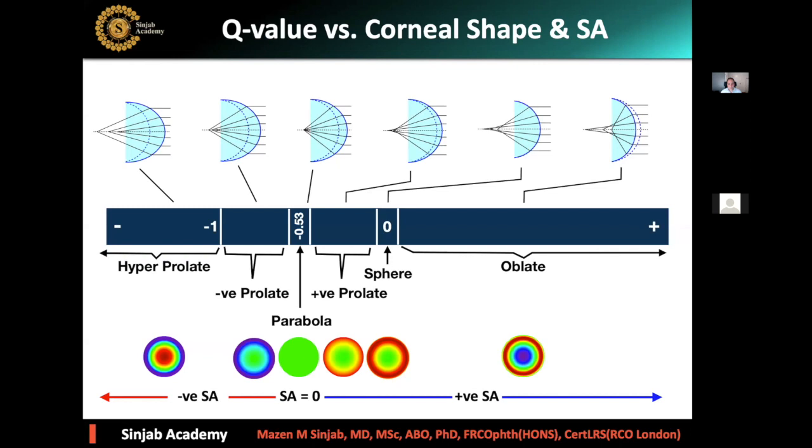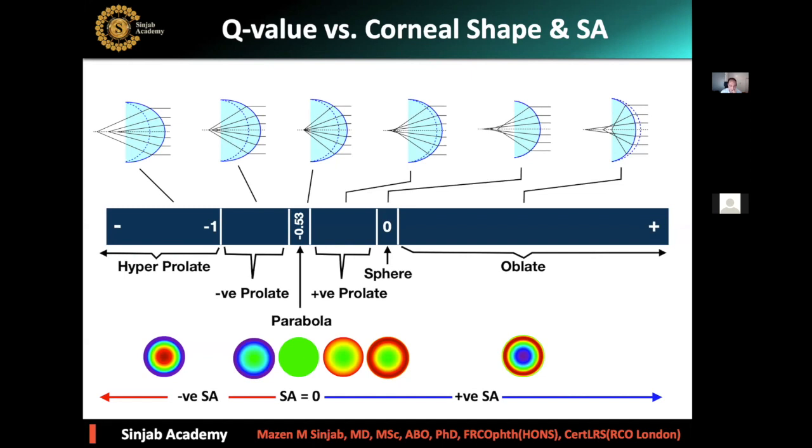And when the Q value is positive, the cornea takes the shape of an oblate shape. Okay, it is oblate, which means that in the center it is flatter than the periphery, and it causes positive spherical aberration. Now let's go to the negative side, which is below 0. We have four types of shapes, as you see. Let's start with the parabola. You see the Q value is minus 0.53. This is the perfect shape, which does not generate any spherical aberration.